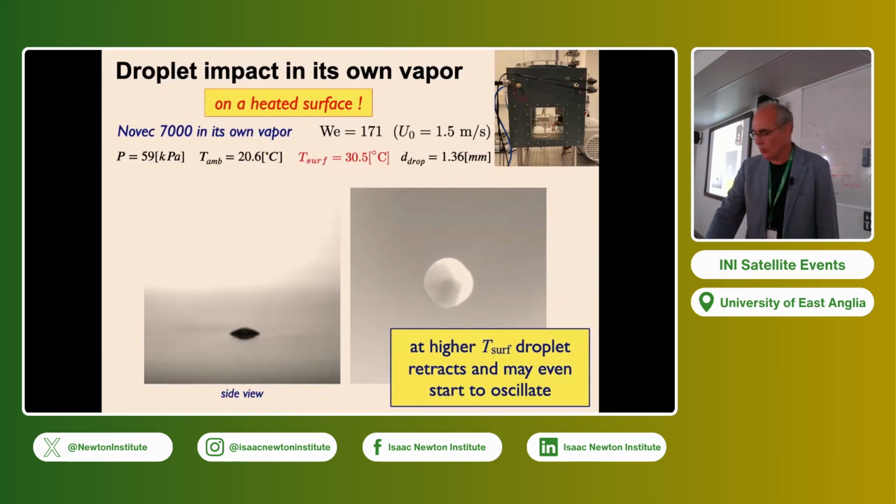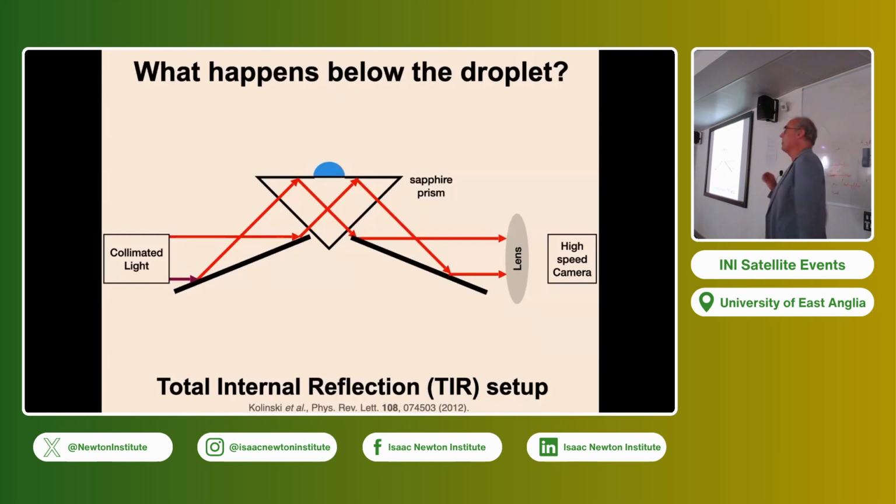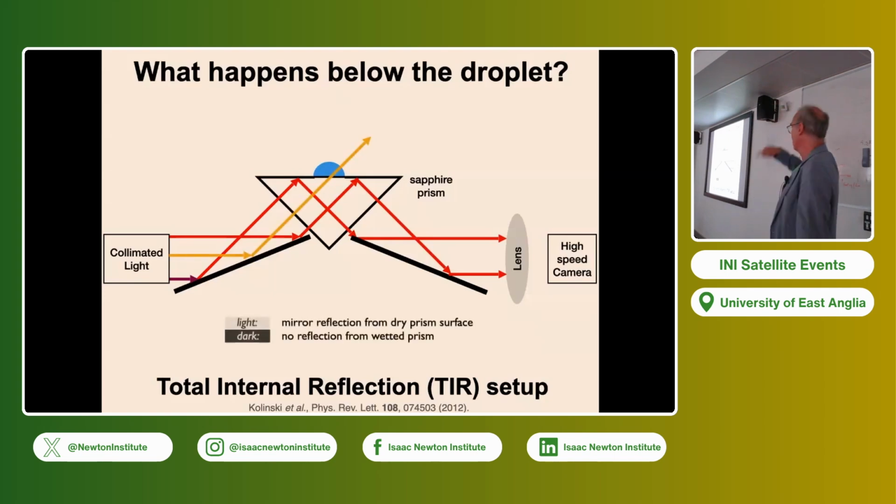But what I want to concentrate on for this talk is what happens below the droplet. To that end, we use a total internal reflection, TIR, setup. With that setup, we have total reflection conditions inside a sapphire prism. Where it's not wetted, the light is reflected. Where the prism becomes wetted, light is transmitted, and you see a dark patch where you have no reflection from the wetted prism.